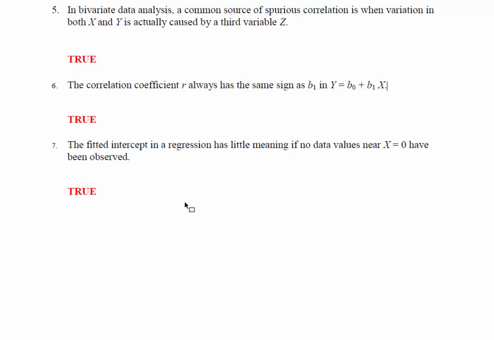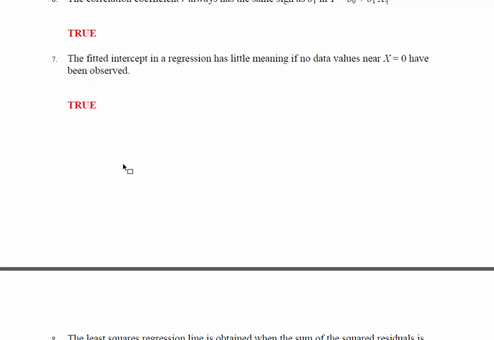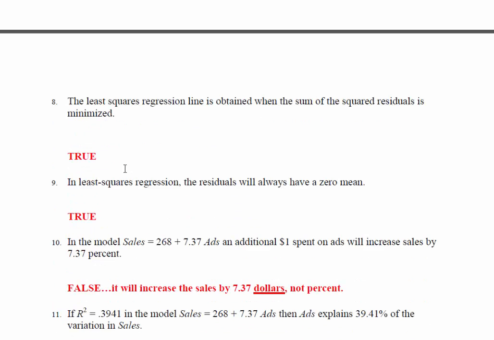Number 7. The fitted intercept in the regression has little meaning if no data values near x equals 0 have been observed. That is also true. Therefore, we don't normally look at the intercept. We are more interested in the slope. Okay. Number 8.